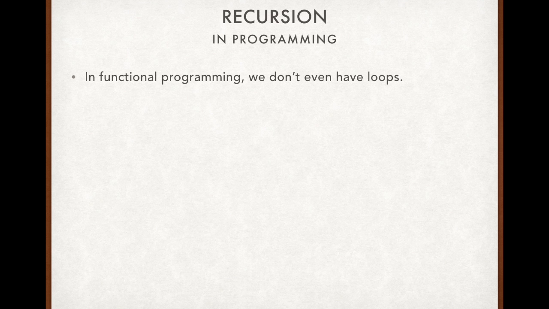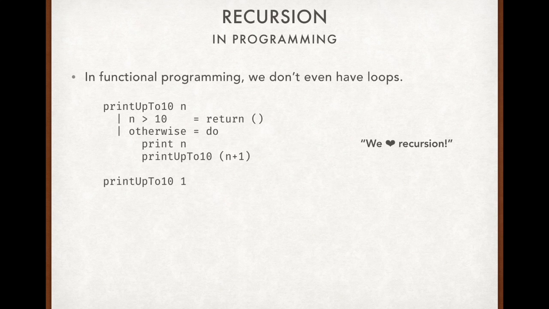So in functional programming, at least purely functional programming, we don't even have loops, because we don't have mutation. Exactly. We like recursion. So this is not how you'd write this if you knew anything about Haskell, but this is recursive, so that helps me talk about it.